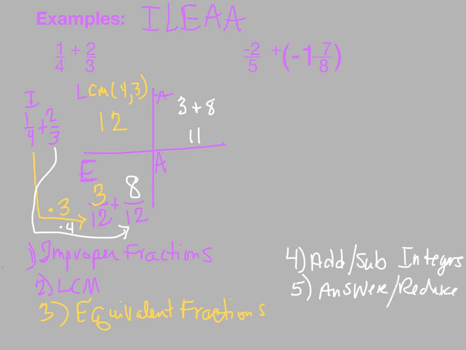So again, I-L-E-A-A, I love eating apples and avocados. Well, even if you don't, you could pretend you do so that you remember this. So my answer from my addition, in this case of those integers, is 11. My least common multiple is the number that goes on the bottom. So there's my answer, 11/12. In this case, I don't have to reduce it. It's simply done.